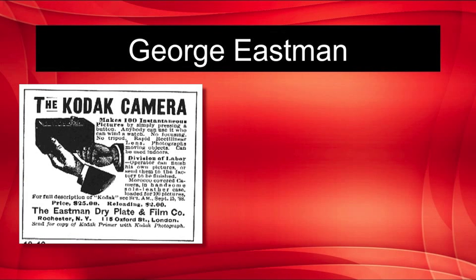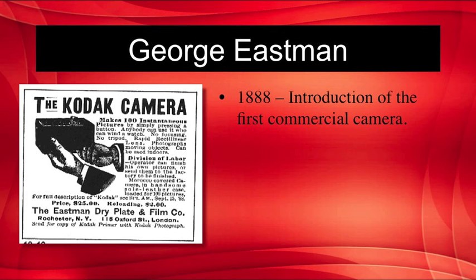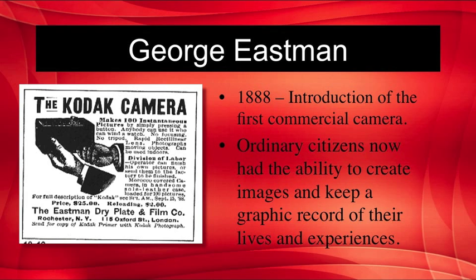George Eastman eventually was the gentleman who figured out how to commercially manufacture gelatin emulsion dry plates. And in 1888, he introduced the first commercial camera. With this commercial camera, ordinary citizens now had the ability to create images and keep a graphic record of their lives and experiences.